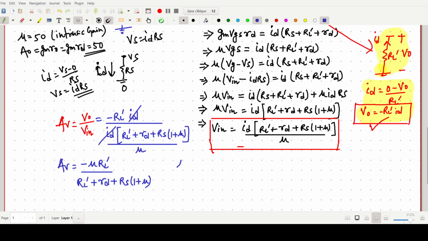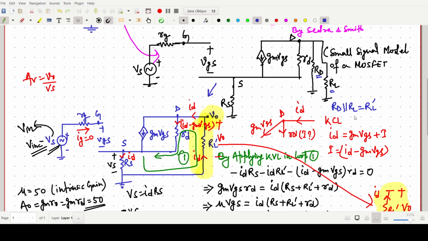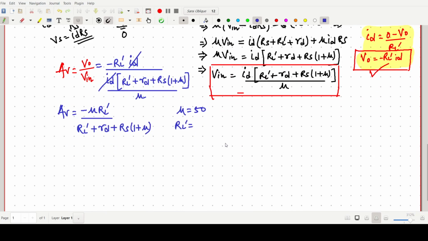Now in our question, the value of mu is given as 50. RL dash we have to find. So what is RL dash? RL dash is nothing but simply RD parallel with RL. And the value of RD resistance is 20 kilo ohm. So 20 kilo ohm parallel with 20 kilo ohm, if we solve this, it should be 10 kilo ohm.